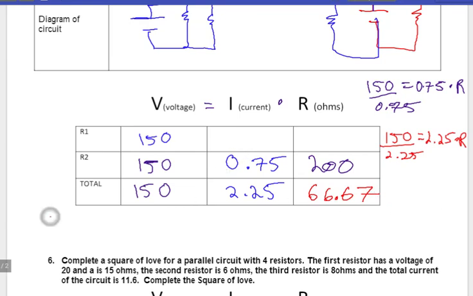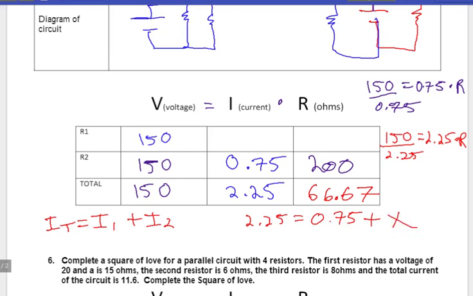Lastly, let's go ahead and solve for current. I know that the total current is equal to the currents being added together. So if I plug those currents into my equation, I get 2.25 is equal to 0.75 plus my unknown current. All I have to do is subtract 0.75 over to the other side, and I find out that the current through resistor 1 should be 1.5.